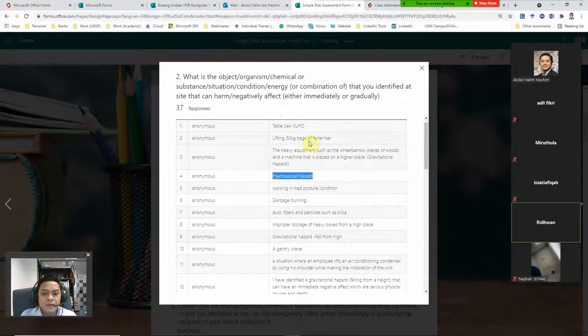This one is quite good, it says lifting, the lifting work. So that is clear. The operation in question is lifting heavy bags of fertilizer. Hopefully, when you identify the hazard, be very clear and be very specific.